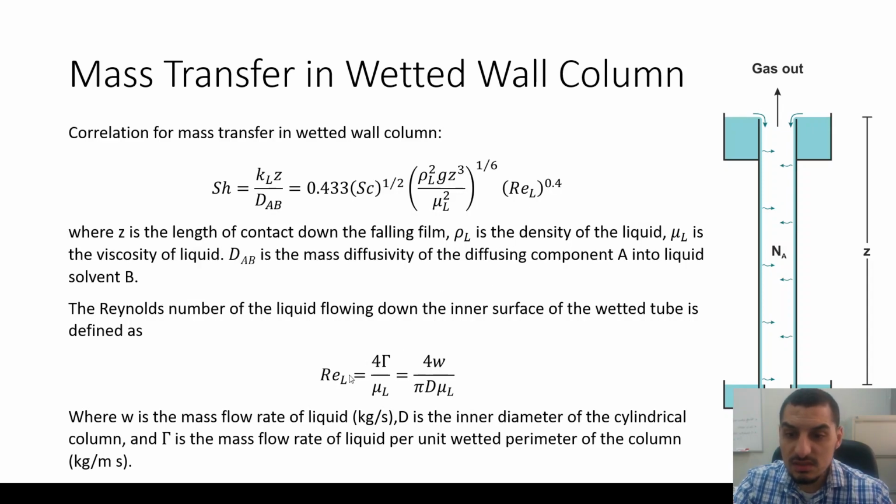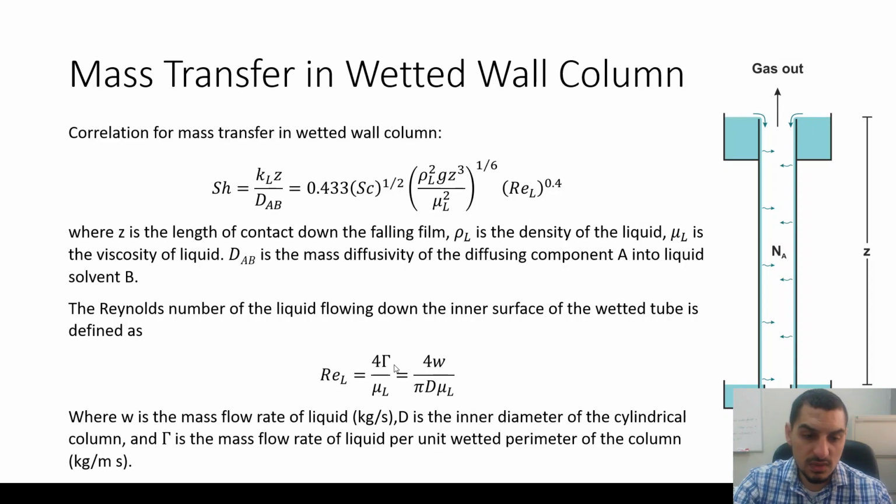This Reynolds number is calculated from this correlation. This is gamma, uppercase gamma. It's like the English letters: you have uppercase and lowercase letters. Here you have uppercase Greek letters and lowercase Greek letters. So this is uppercase gamma. So it's 4 gamma divided by mu_L, and this is the mass flow rate of the liquid per unit perimeter, which is W, the flow rate, divided by the perimeter, which is pi d. So it's W divided by pi d mu_L, and this is multiplied by 4.